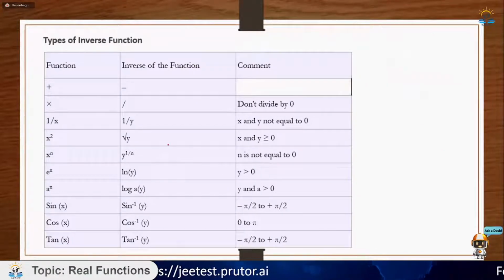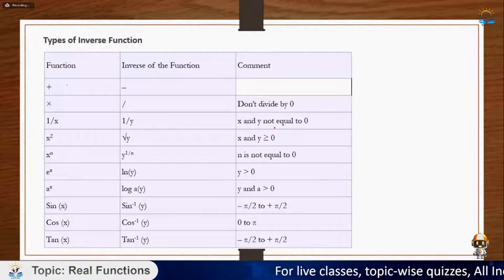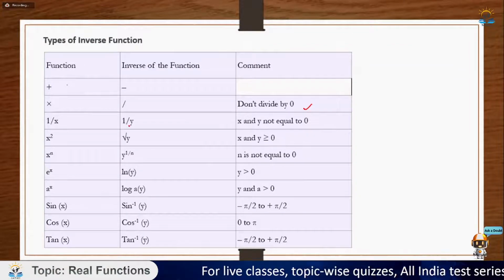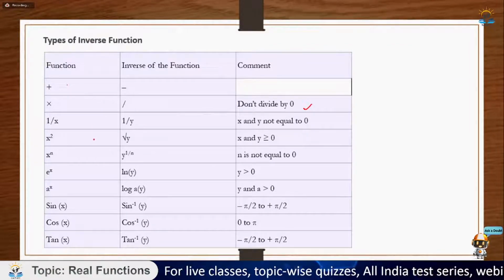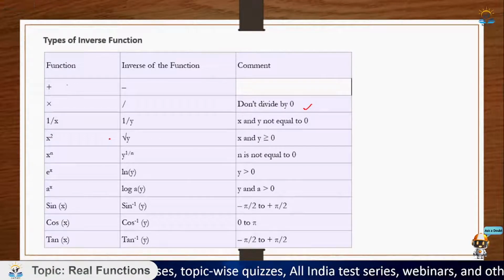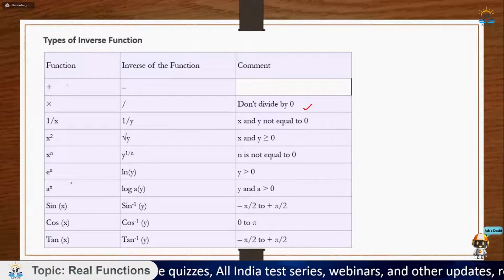Moving ahead. There are some types of inverse functions which are given to you. For plus, it is minus. If you do plus 2 and then minus 2, then you will get 0 only. For multiply, it is divide. Don't divide by 0, obviously, because we will get something which is infinity, which is not at all defined. For 1 by x, it is 1 by y. For x square, it is the root. If you do something square and then root it again, then you will get the same function again. For x power n, it is y power 1 by n.